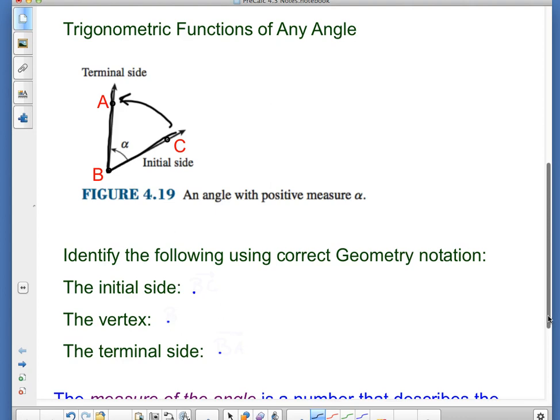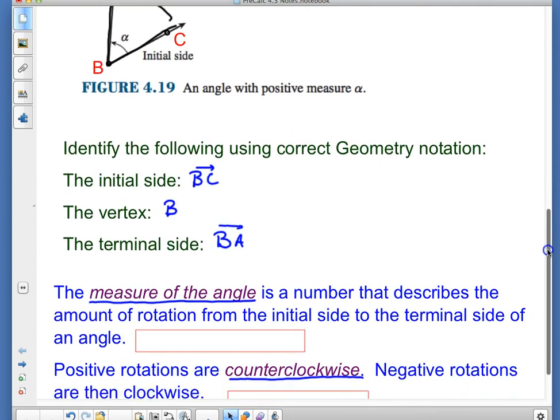Identify the following using correct geometry notation. The initial side, well, I got a ray BC. The vertex is B. My terminal side, BA. Are you okay with those rays? I'll get that a little higher so you guys can see.